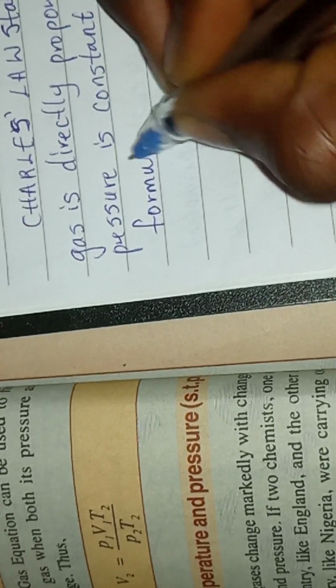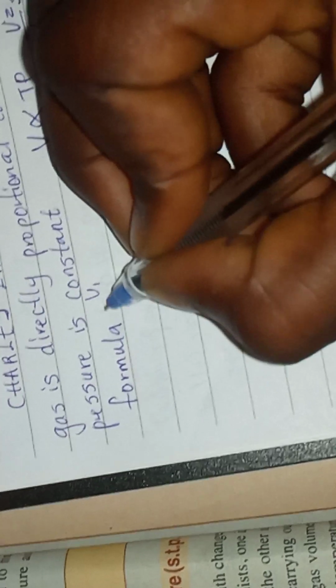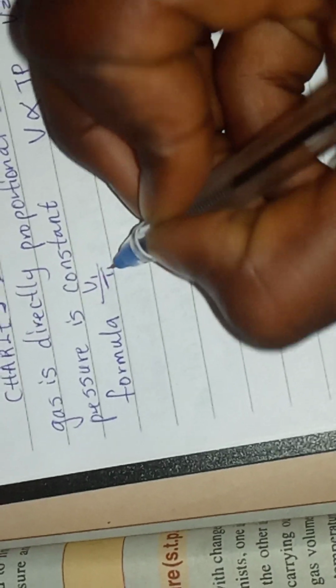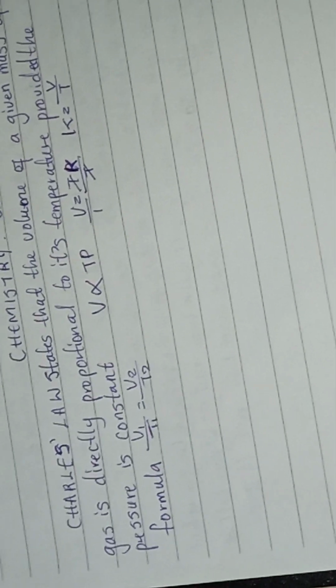So now our formula for Charles' law is what? V1 all over T1 equals V2 all over T2. Now you say we got just V all over T. So why is it V1 all over T1, V2 all over T2?